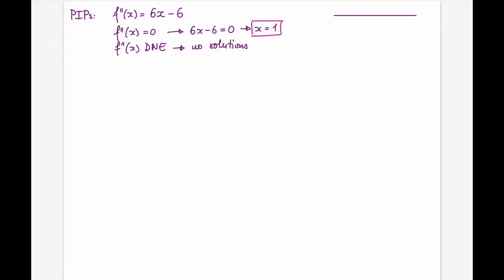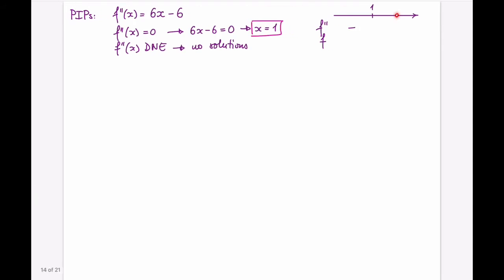I'm going to, once again, create a number line to analyze the behavior of the function around its potential inflection point. So the second derivative and the function itself. This divides my entire number line into two regions. I'm going to pick a number here and plug it into the second derivative. So for example, here's where 0 is. I plug it into my second derivative. The sign is going to be negative.